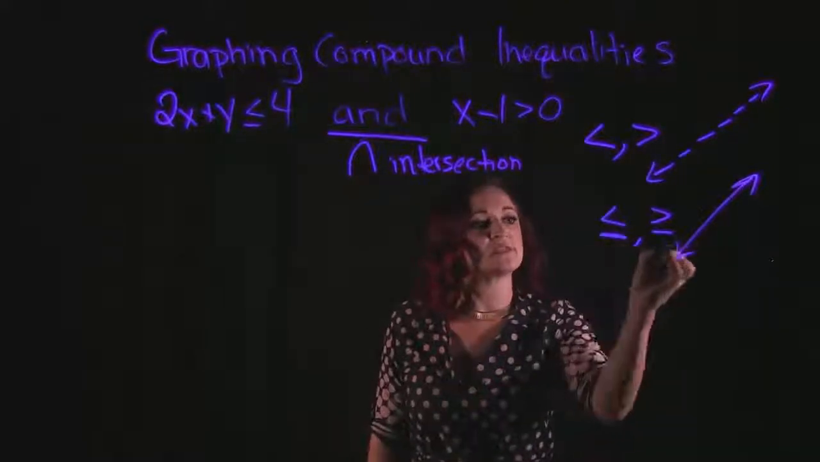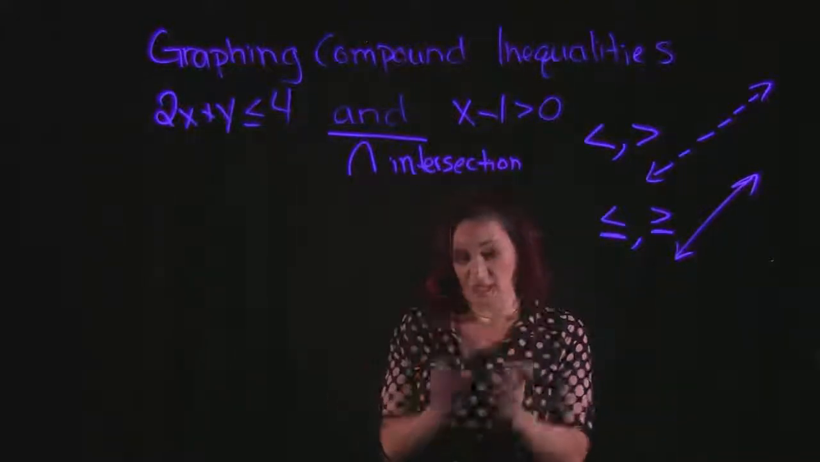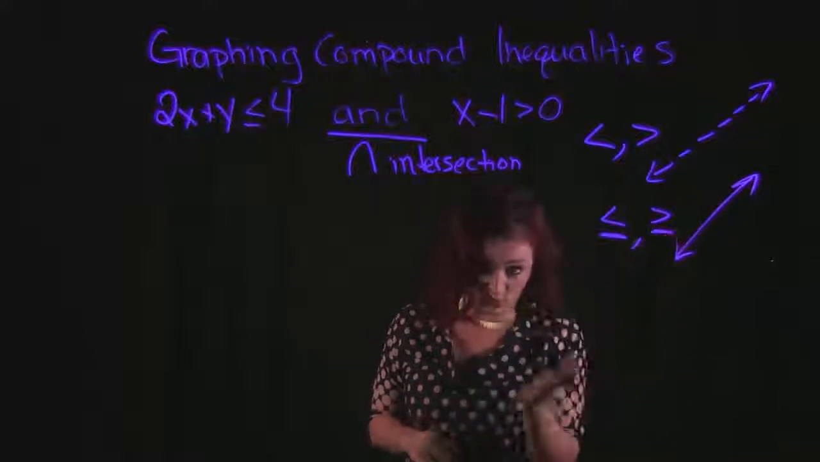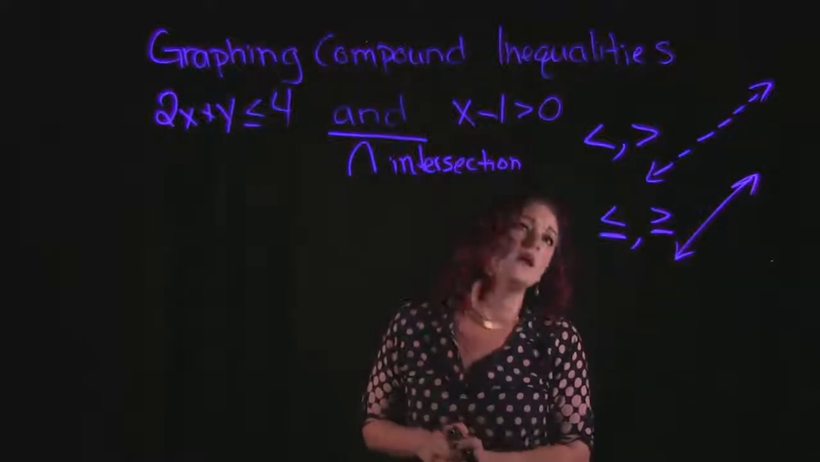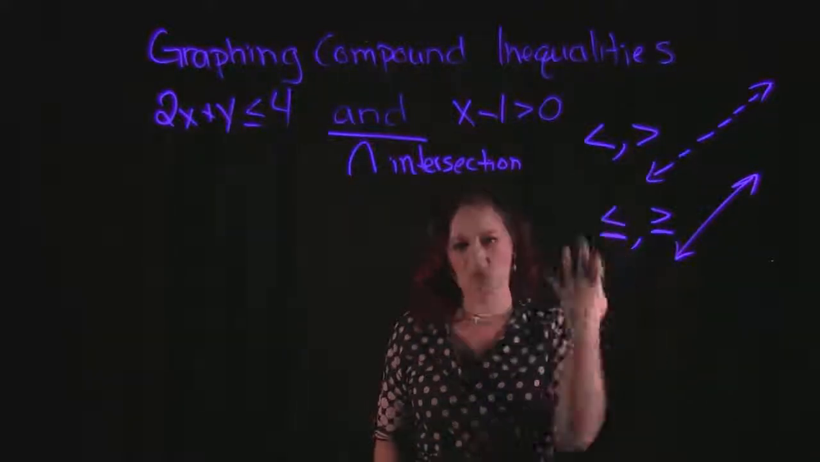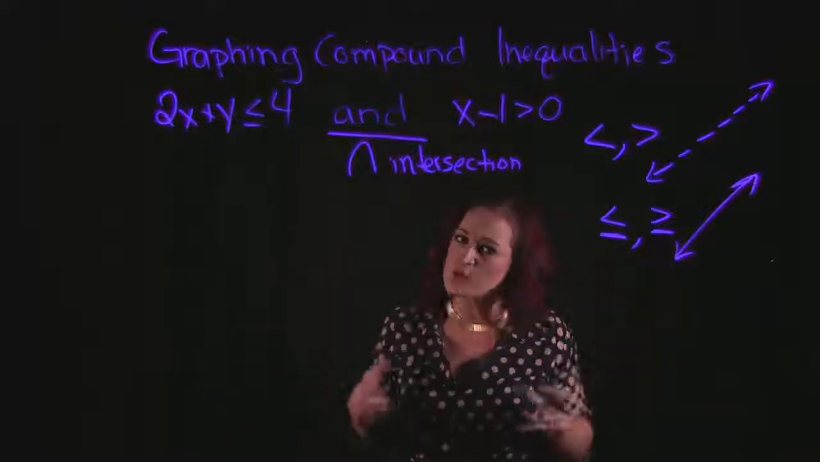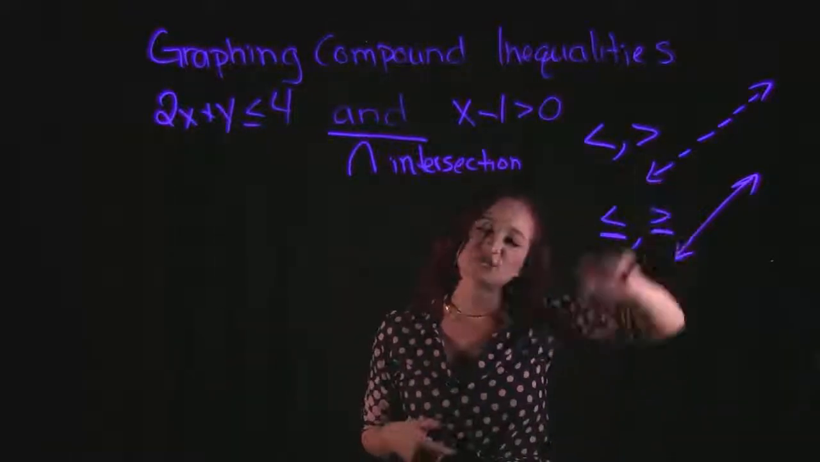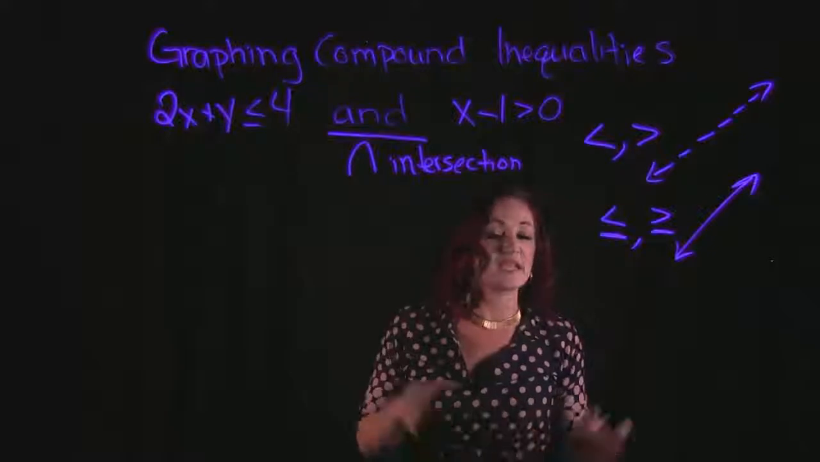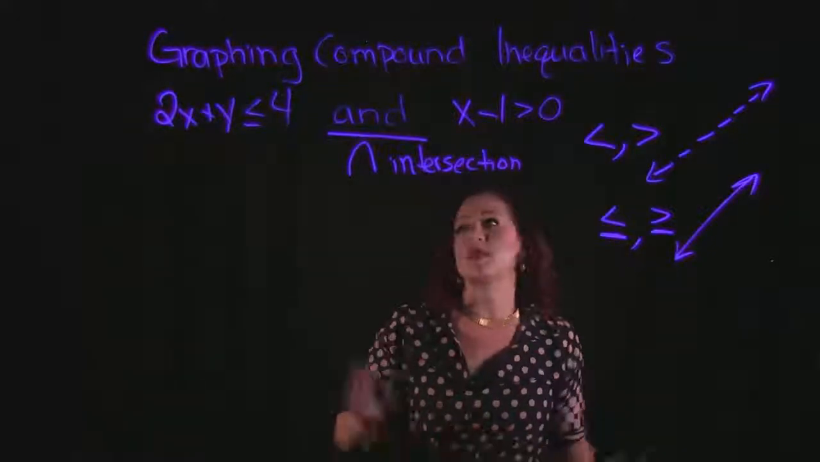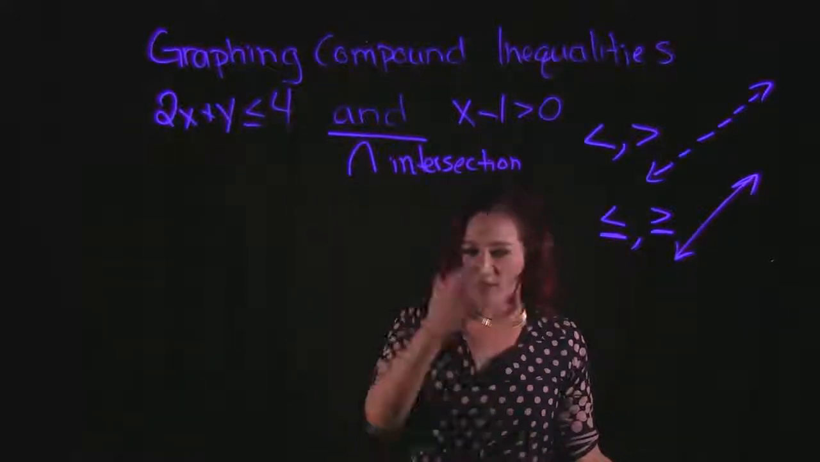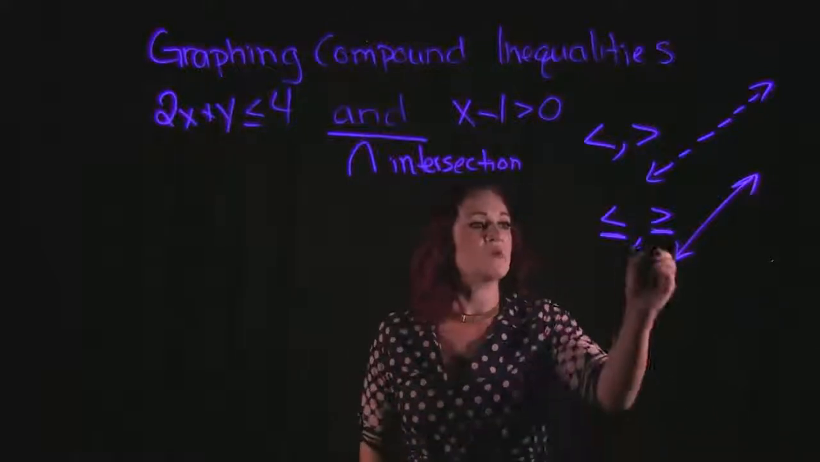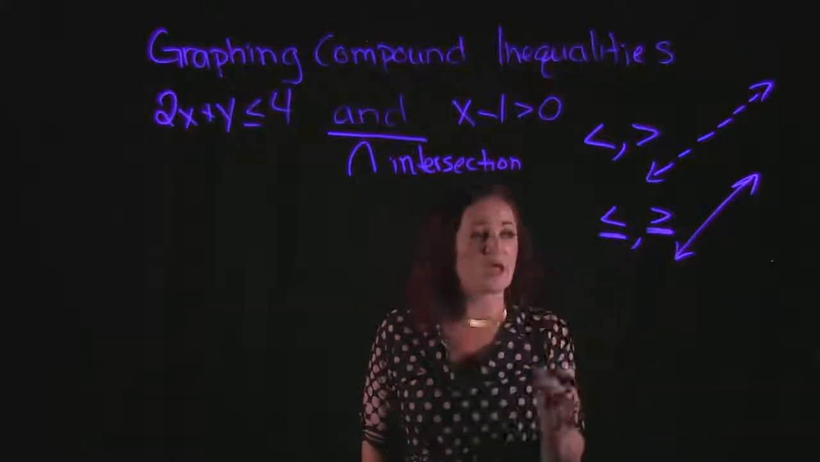Having the equal symbol attached means you can equal the graph and include the line, which is why it's solid. But if it's less than or greater than, it can't actually equal the line, and that's what a dashed line represents. A dashed line means it can't equal that line, but it could be above or below it, depending on the symbol. And if it has the equal attached, it can include that line, which is why we fill it in.